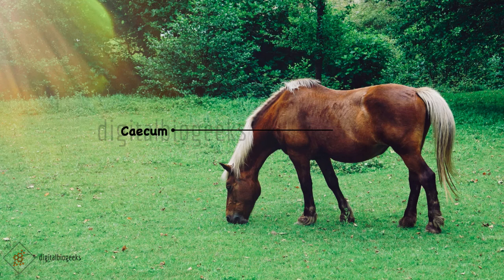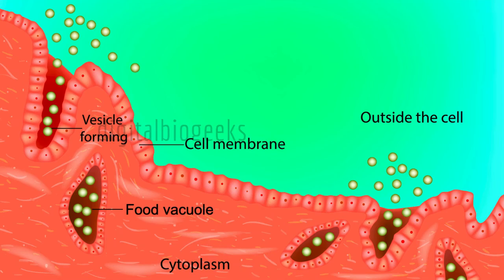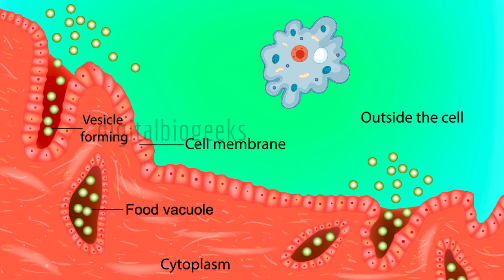Till now we learned about digestion in animals that possess a digestive system. Now let's learn about digestion in animals which do not have a mouth or digestive system. Amoeba is a single-celled organism. This single cell performs all the functions of the body. Our body has trillions of cells, but amoeba has only one. Now you can imagine how small an amoeba would be. We can see amoeba only with the help of a microscope.